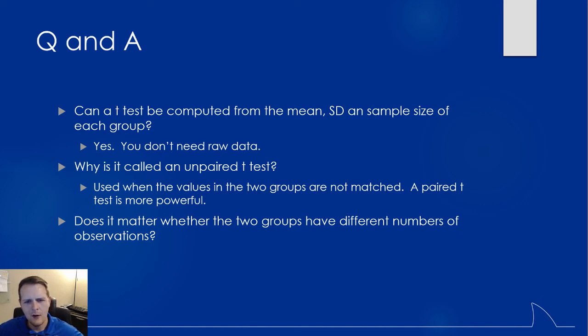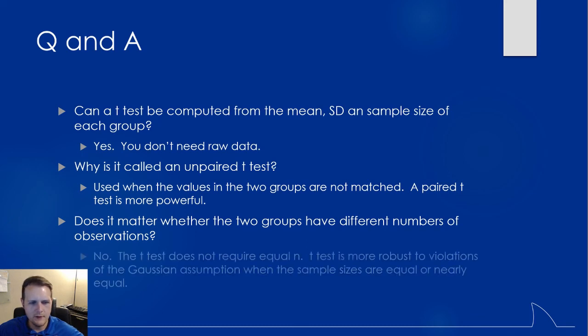Does it matter whether two groups have different numbers of observations? Not necessarily, right? You'd like to have a similar number of n, but to run a t-test, they don't have to have the same n. Typically, you're going to find that when you have similar sample sizes, you're less likely to violate any of those assumptions we were talking about.